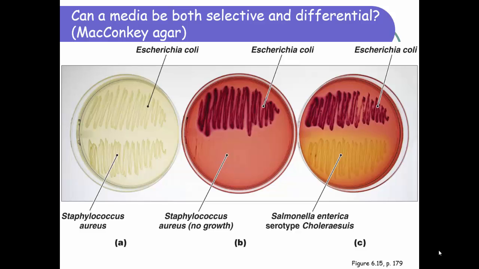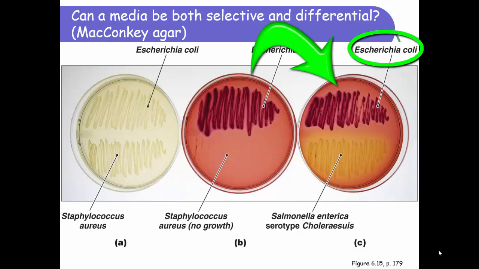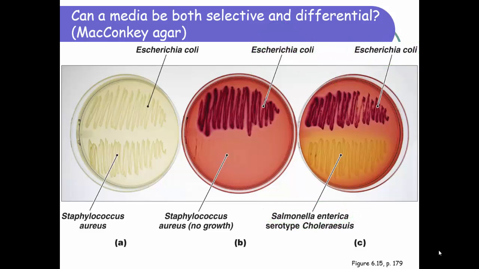MacConkey agar tends to grow gram-negative bacteria. So if we inoculate E. coli and Staphylococcus aureus on this MacConkey agar, only the gram-negative E. coli tends to grow. This shows E. coli and Salmonella enterica, which is also a gram-negative, but you'll notice that there is a difference in the color of colonies, and Salmonella tends to cause the red MacConkey agar to turn yellow.